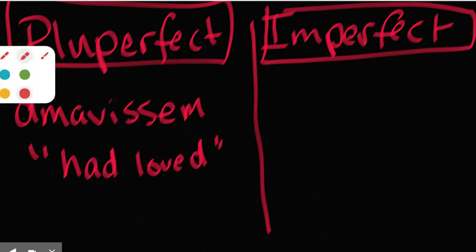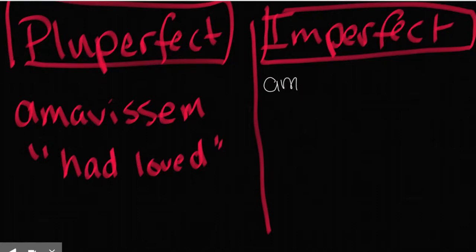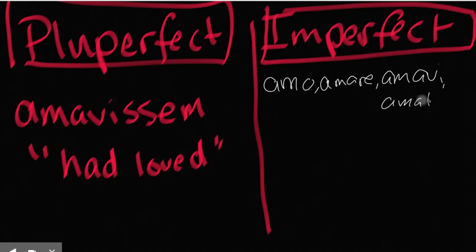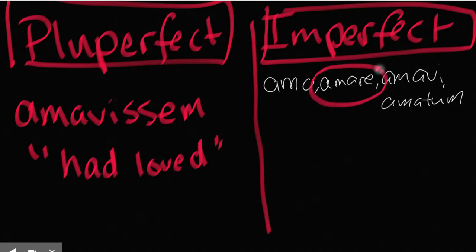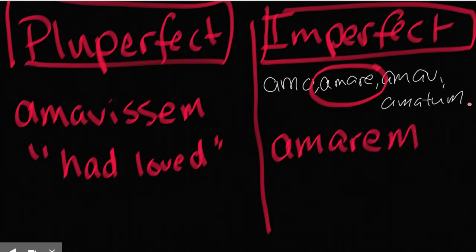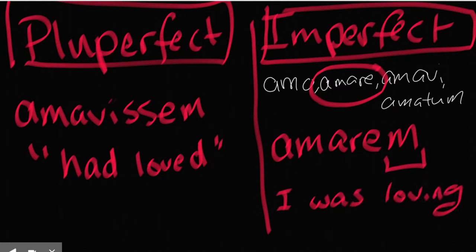So when you're doing the imperfect subjunctive, imagine we're writing down the verb forms amo, amare, amavi, amatum. Well, this is the best part if you ask me. You go to your second principal part, amare, and then you add an ending. And then you stop. And this is your imperfect subjunctive. So this would be I was loving. So the imperfect subjunctive is nothing but your infinitive plus an ending of -m, -s, -t, -mus, -tis, -nt.